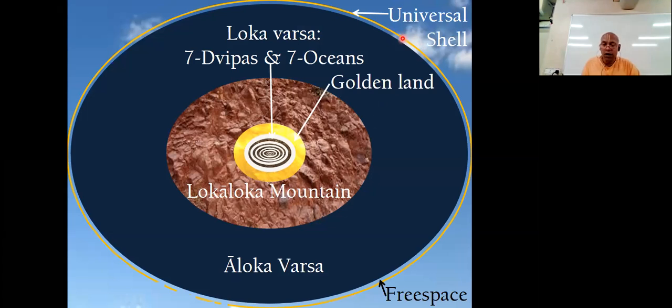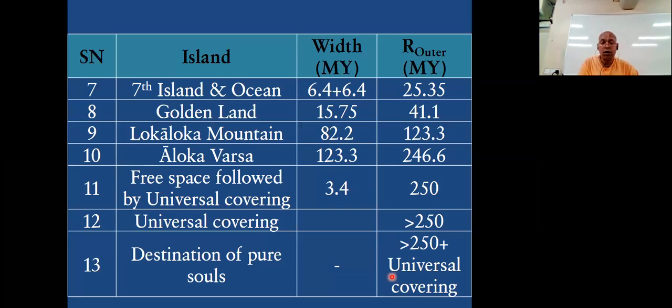But after Aloka Varsha and before the universal shell, there is some intermediate space that is called free space or the gap. There is some gap between the Aloka Varsha and the beginning point of the universal shell, and that is also being indicated. So the details of all these places are mentioned here.